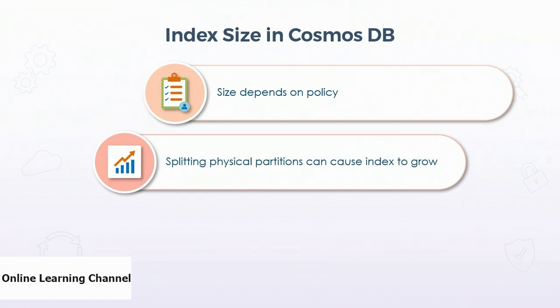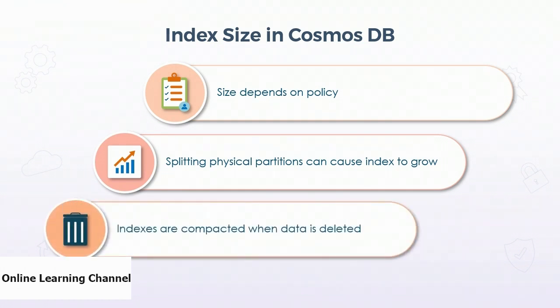The index size can temporarily grow when physical partitions are split. The index space is released after a partition split is completed. And when data is deleted, indexes are compacted. This is done on a near continuous basis. That being said, for some small data deletions, you may not immediately observe a decrease in your index size.